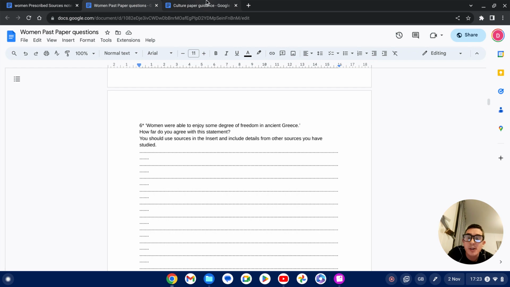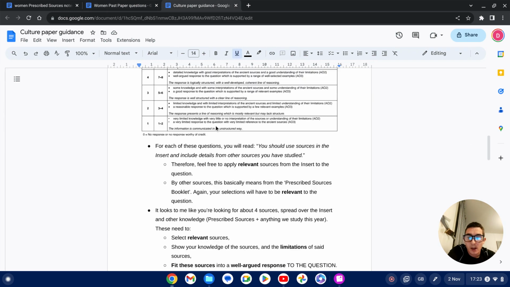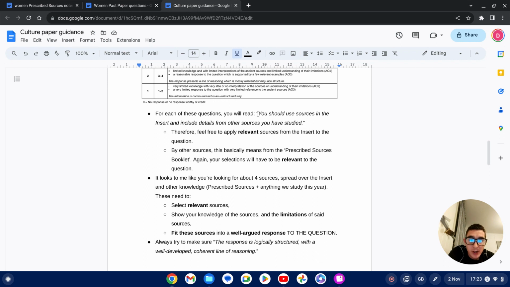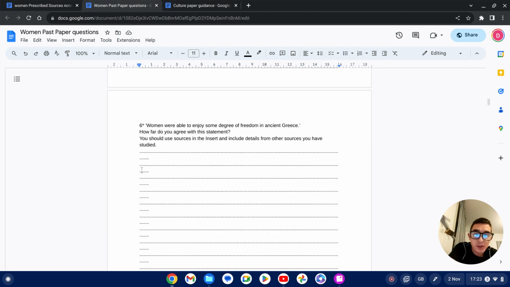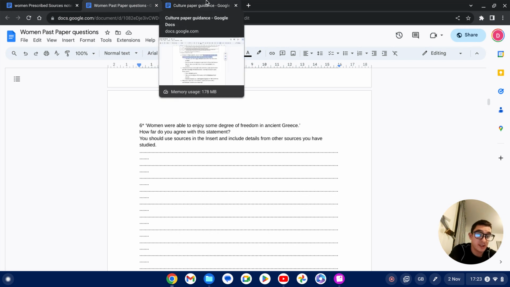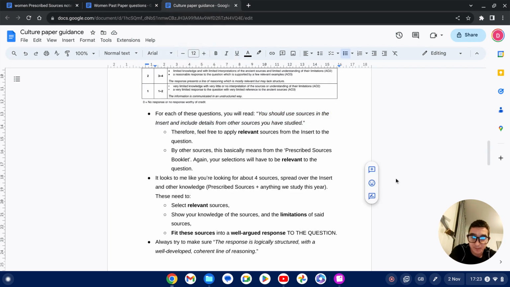So remember your 8-mark questions. You should use sources in the insert and include other sources you have studied, i.e. you're looking for 4 sources, as it says here, some from your insert and some from your prescribed sources, which is your prior knowledge. You might also have prior knowledge, as I've said several times. You need to select sources that are relevant to this question. So if you pick a question here, women were able to enjoy some degree of freedom in ancient Greece, and you pick something from the Olympics section, that's not relevant, is it? So you need to make sure you're picking relevant bits, okay?